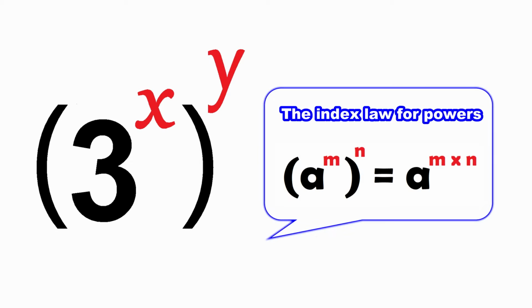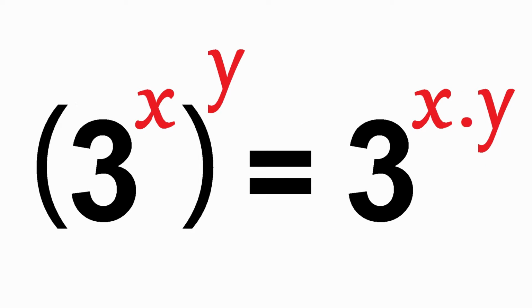For example, suppose you had 3 to the power of x, in brackets, to the power of y. We have an index number raised to a power and then raised to another power. So it looks like we can use the index law for powers here. The index law for powers tells us we need to multiply the exponents inside and outside of the brackets. So we would have 3 to the power of x times y. Done! As you can see, these are not that tricky once you get down to it.